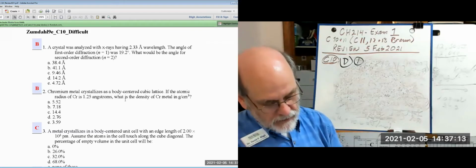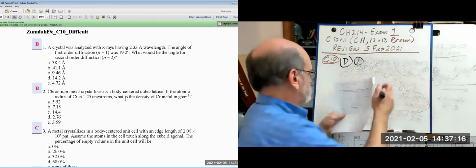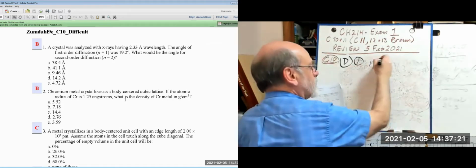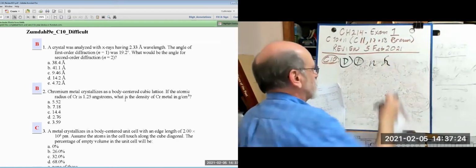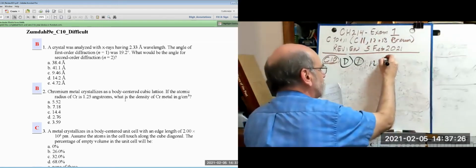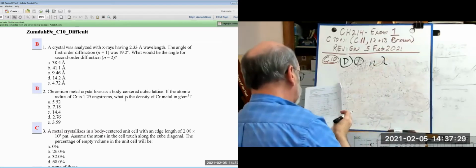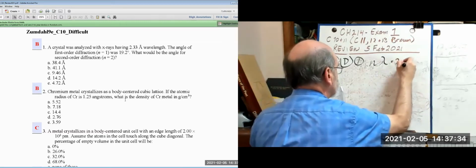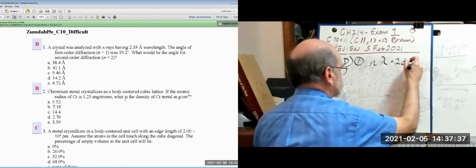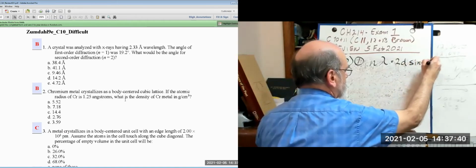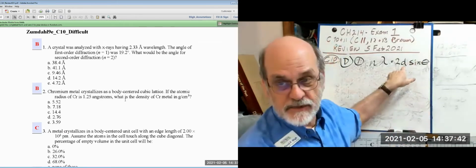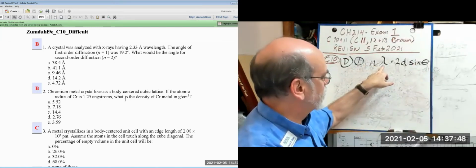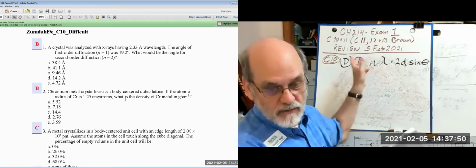It's right here. The Bragg equation is n, which is the order, times the wavelength is equal to 2 times the distance times the angle. This is the distance between the lattices in the crystal. This is the wavelength of the light, and this is some arbitrary number.